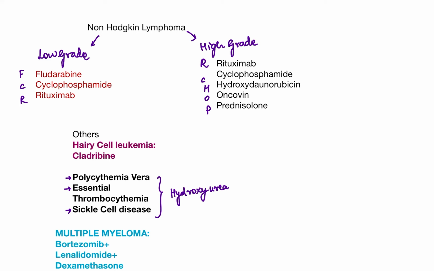For low-grade tumor, you have to give FCR, which is fludarabine, cyclophosphamide, rituximab. In case of high-grade tumor for non-Hodgkin's lymphoma, the famous R-CHOP regimen. R stands for rituximab, cyclophosphamide, hydroxydaunorubicin, Oncovin, and prednisolone.